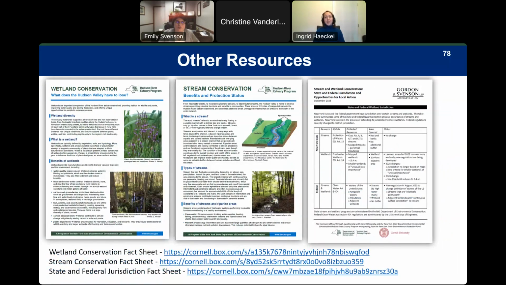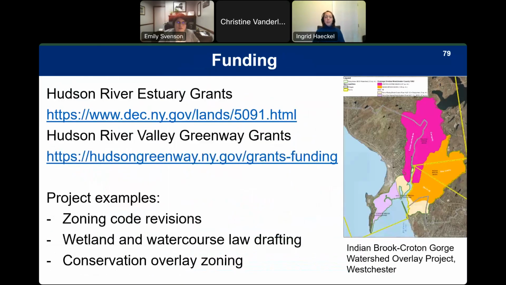And we have some fact sheets that we put together on these topics. So if you wanted to share some of these highlights of what we've discussed today with other members of your board or a group you're in, you can print these off. They're fact sheets for wetland and stream conservation, as well as a really nice overview of the changing state and federal regulatory changes on the right.